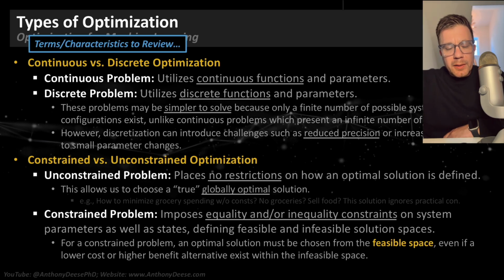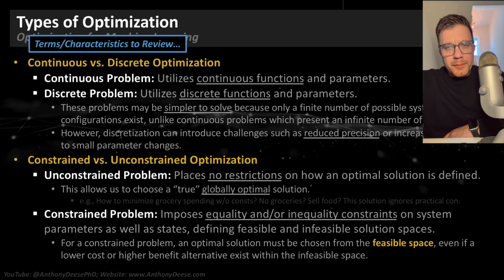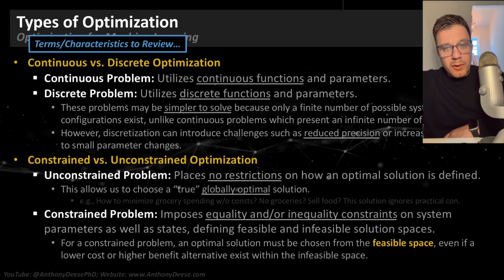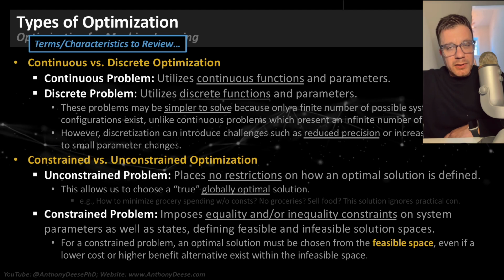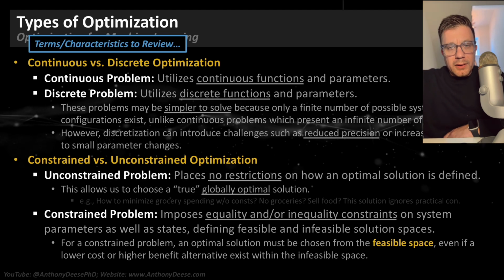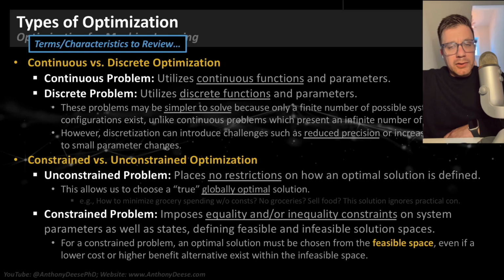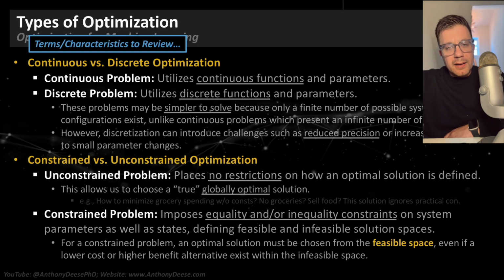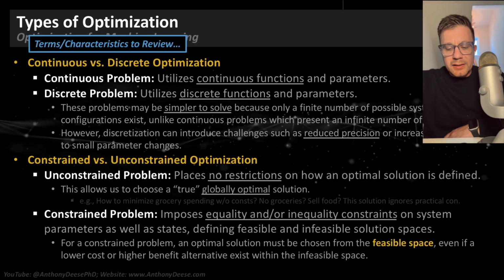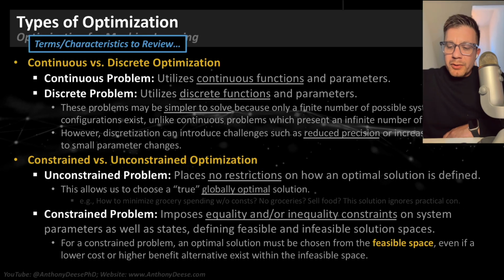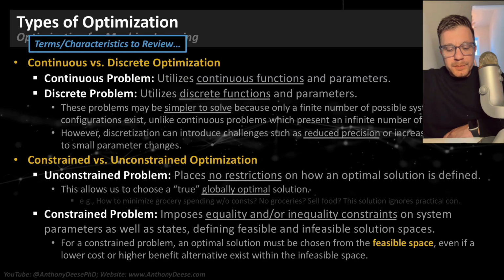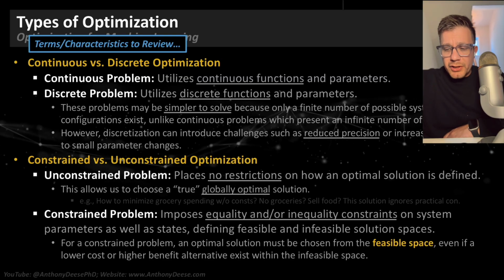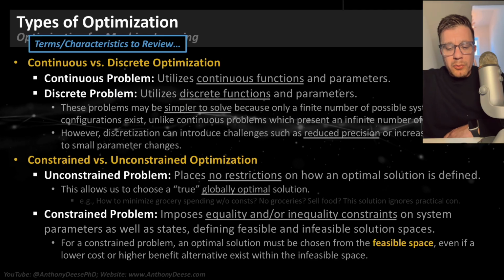Next, there are some terms or characteristics that I'd like to review before we jump into examples. The first is a comparison of continuous versus discrete optimization. A continuous optimization problem is one that uses continuous functions and parameters. Pretty self-explanatory. And as we would expect, a discrete problem is one that utilizes discrete functions and parameters. Now, discrete problems may be simpler to solve or seem simpler to solve because only a finite number of possible system configurations exist, unlike continuous problems that present an infinite number of possible solutions. However, discretization can introduce challenges, such as reduced precision or increased sensitivity to small parameter changes.